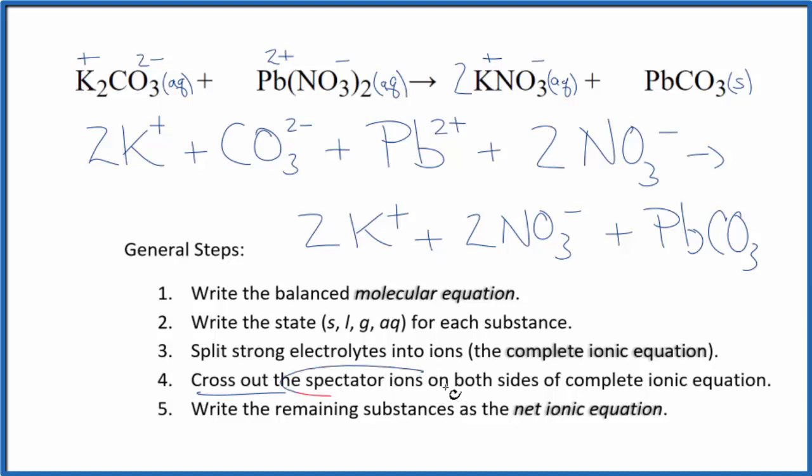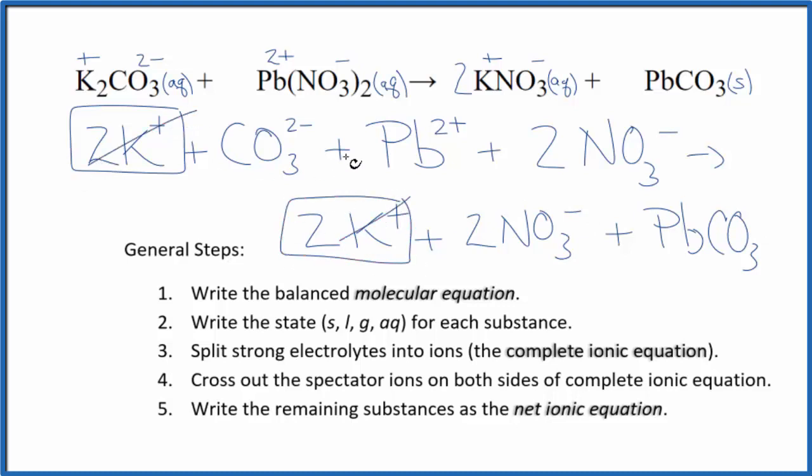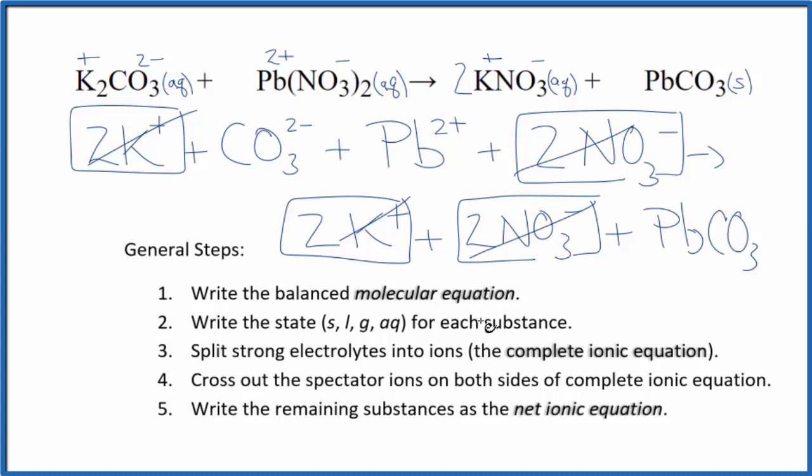Now we can cross out spectator ions. They're on both sides. They really haven't changed, so we're not interested in them. Let's see what we have. In our reactants, we have 2 potassium ions, and in our products, we have 2 potassium ions. We have 2 nitrate ions in the reactants and in the products. Get rid of those. Everything else is unique. So that's the net ionic equation for K2CO3 plus Pb(NO3)2. I'll clean this up and write the states. We'll have our net ionic equation.